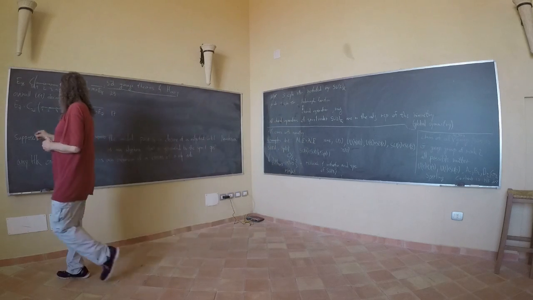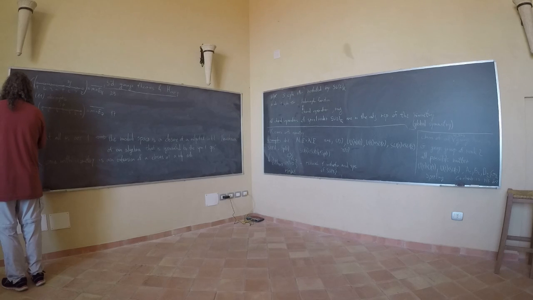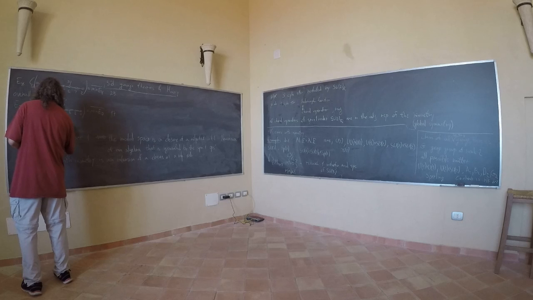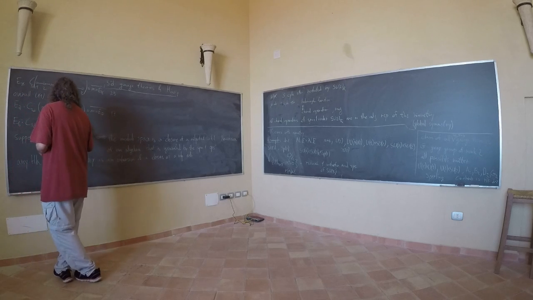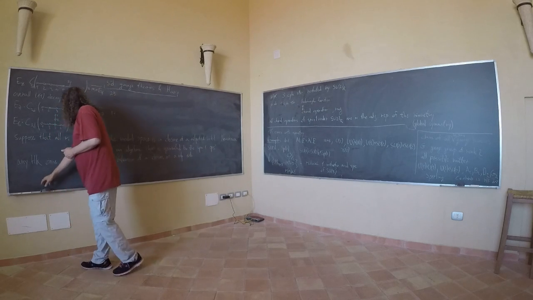And for the case of E6, I'm going to have an 11-dimensional space. And again, the Coulomb branch of this is the closure of the minimal nilpotent orbit of E6.